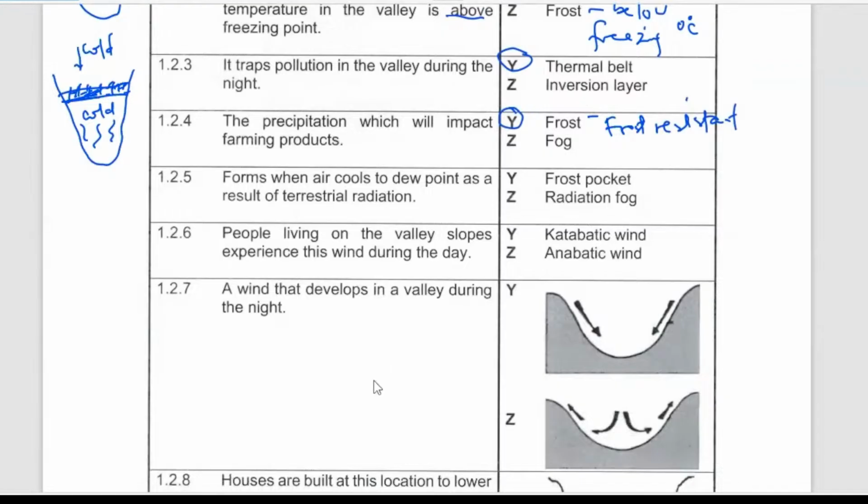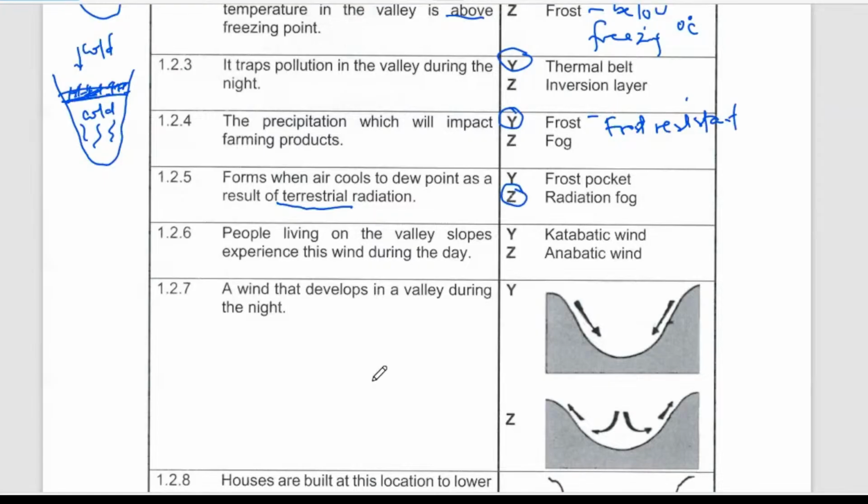Right, terrestrial radiation is the same as long wave radiation, which is the loss of heat from the ground surface into the atmosphere. That usually happens during clear cloudless nights. When we have calm, clear, cloudless nights, we have excessive radiation. The phenomenon that forms when air cools due to the long wave radiation is what we refer to as radiation fog.